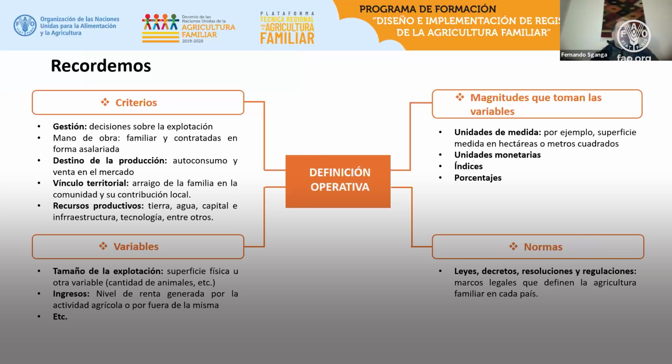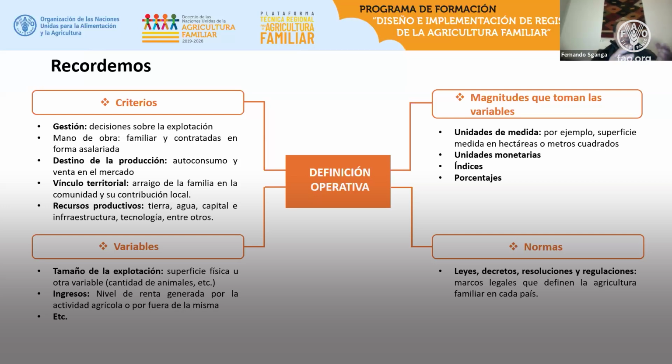And the criteria, for instance, management, production, all the productive resources, labor, territorial ties, all these criteria are established operationally in different variables. When we talk about production resources that have to do with land, we look at the size of the farm. But what's important is that we understand the difference between criterion and variable, which is at the core of an operational definition. Otherwise, it's difficult to work with a register.